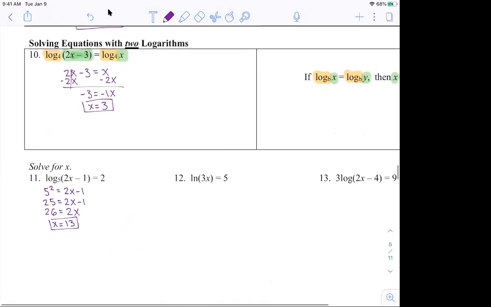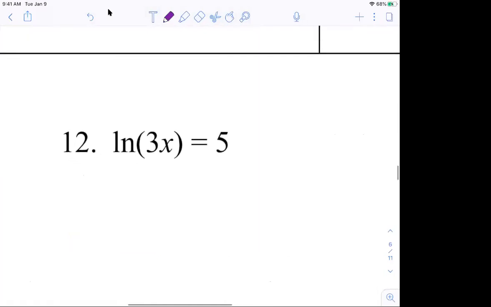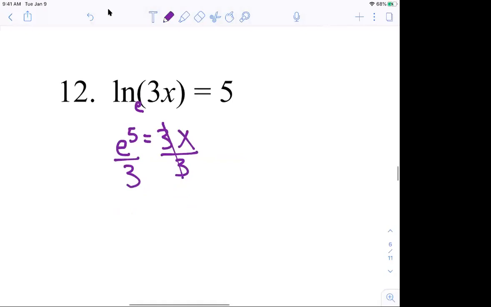Okay. Same thing in number 12. I notice that I just have one log. I'm stuck right now. I don't know what that is. Remember, the base with a natural log is always e. So when I convert it to exponential, it's e to the 5th power equals 3x. And then to solve for x, I'm going to divide everything by 3. So x is e to the 5th divided by 3.